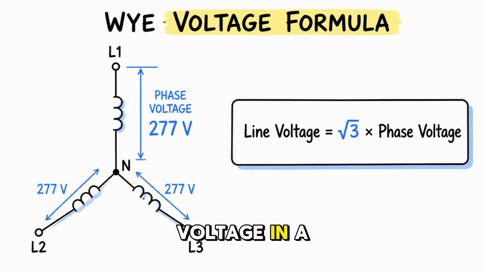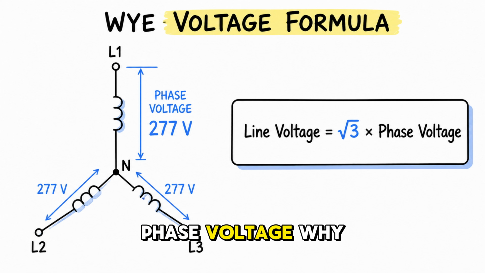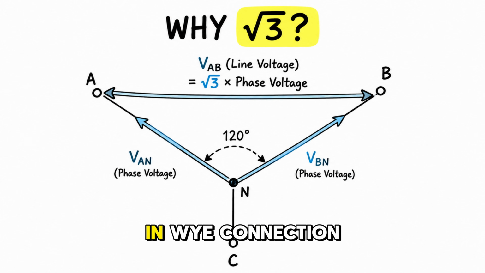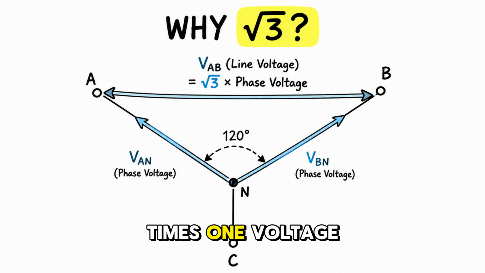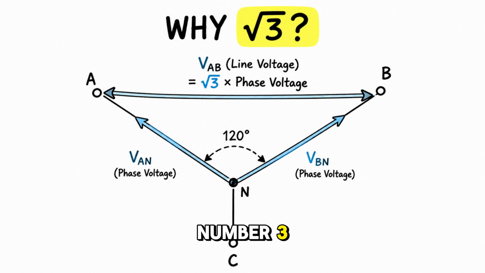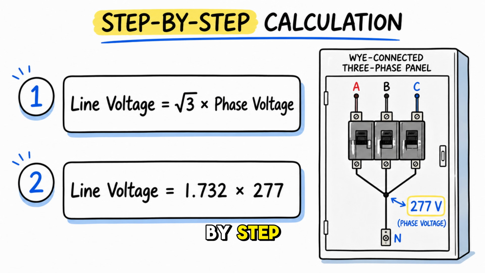To find line voltage in a Y-connected system, we use this formula. Line voltage equals square root 3 times phase voltage. Why this formula? In WYE connection, the two phase voltages are 120 degrees apart from each other. They cannot be added like simple numbers. When two voltages 120 degrees apart are added as vectors, the result is always root 3 times 1 voltage. This is why root 3 appears here and not the number 3. Now let us solve this step by step.